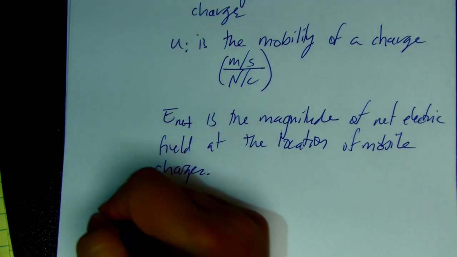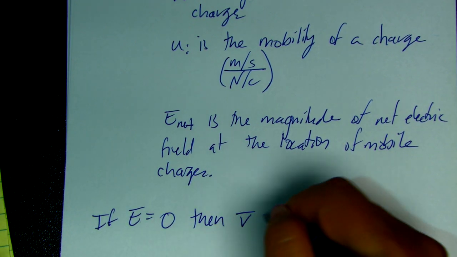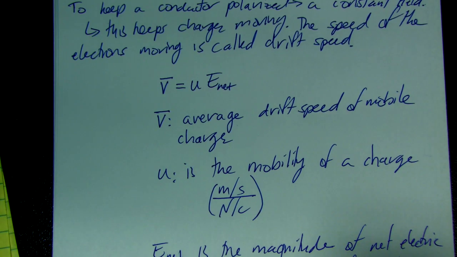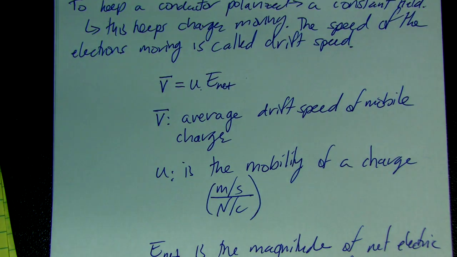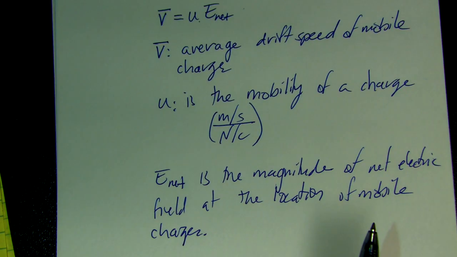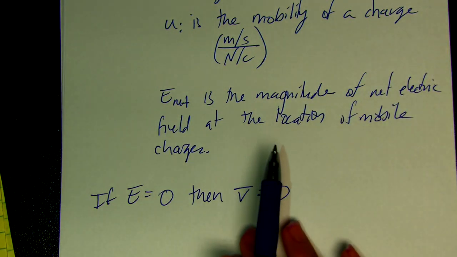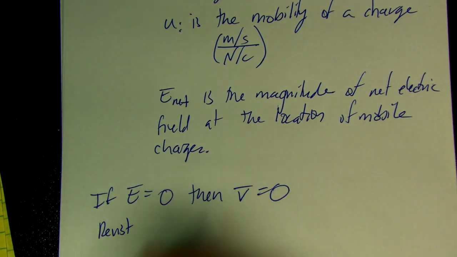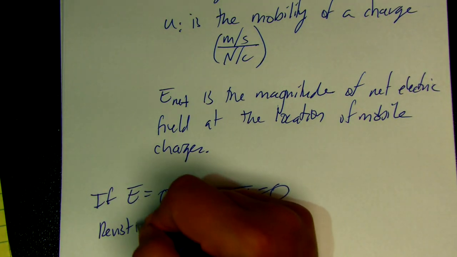And so note, if E is equal to 0, then v-bar is equal to 0. And we can see that from the equation. So u is a material constant. It's not going to change. But if you don't have a field, then you don't have drift speed. And drift speed is required for moving charges. Let me rephrase. Let's go back to our ionic solution.